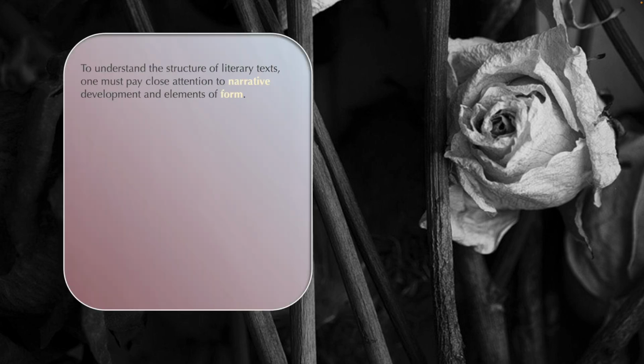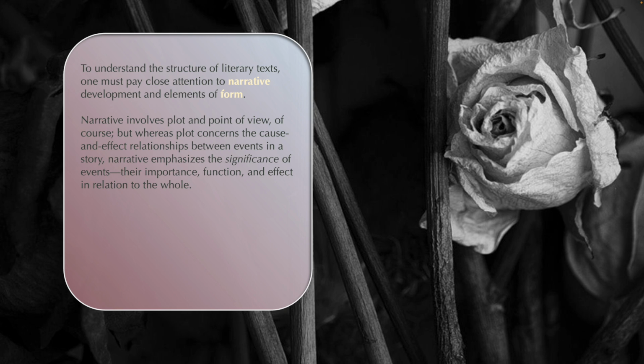So, to understand the structure of literary texts, one must pay close attention to narrative development and to elements of form. Narrative involves plot and point of view, of course, which we've looked at in previous videos. But whereas plot deals with cause and effect relationships between events in a story, understanding how things connect together, narrative emphasizes the significance of events, their importance, their function and effect in relation to the whole.